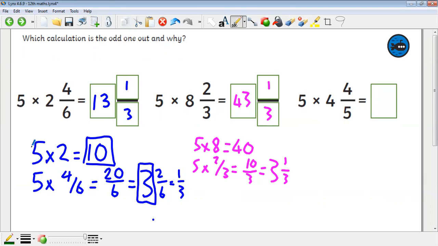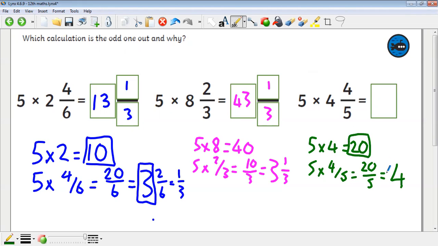And then lastly, 5 4s are 20, 5 blocks of 4/5 are going to be 20/5. We can use that table back to help us, which is going to be 4. Make sure I pop them together, like I didn't do last time.